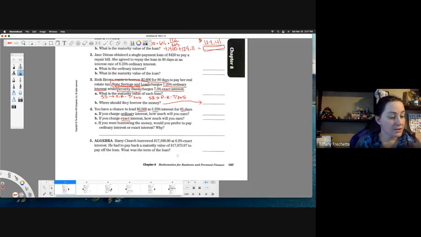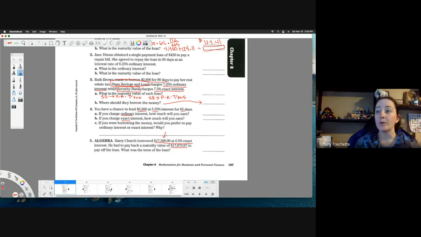All right. So let's look at the algebra one just for a second here. So Harry Church borrowed $17,500 at 6.5% exact interest. He had to pay back a maturity value of $17,873.97 to pay off the loan. What was the term of the loan?